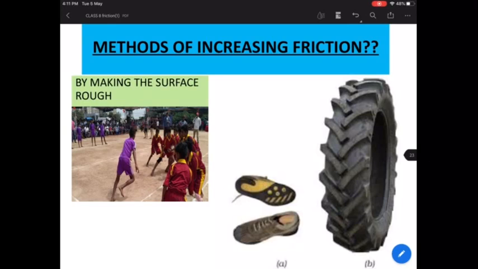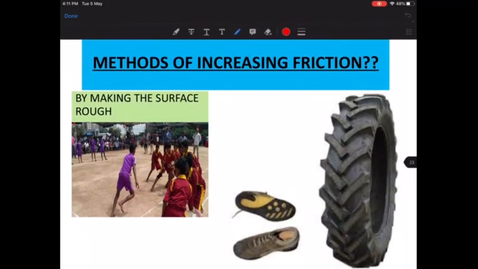Okay, so let's continue now. Let's talk about the methods of increasing friction. How can you increase friction? Firstly, you can make the surface rough if you want to increase friction, because you know that on a rough surface generally the friction will be very high. It will be more.